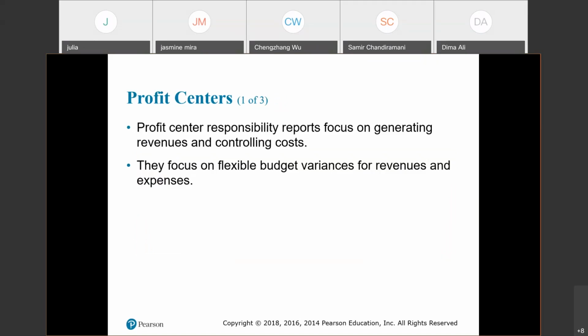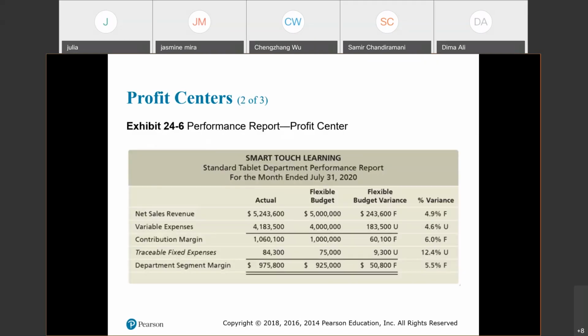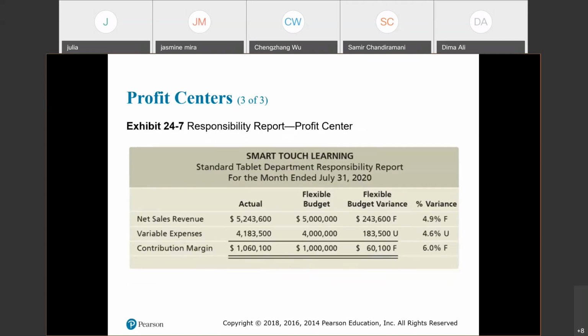And lastly, the responsibility reports for profit center. As you know, the managers of profit centers should be responsible for both generating revenue and controlling costs. So this performance report includes both revenue and expenses. Well, this slide shows the performance reports, and this slide shows the responsibility reports for the profit center.